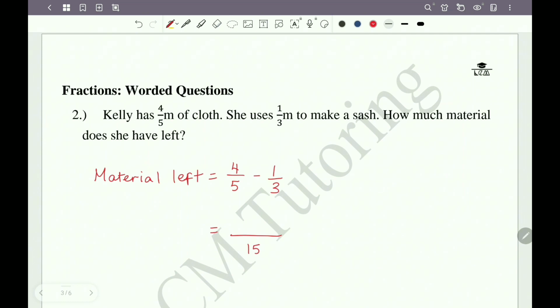So to convert to equivalent fractions, what we do is we can say 5 into 15 is 3, and 3 times 4 is 12, right? Likewise, for 3, 3 into 15 is 5, and 5 times 1 is 5. Now we have the same denominator, we can just subtract the numerators, and we have 12 minus 5, which is 7/15. So Kelly will have 7/15 meters of cloth left after she makes her sash. And that is the answer for question 2. Let's go into question 3 now.